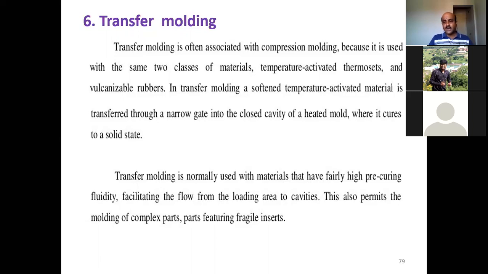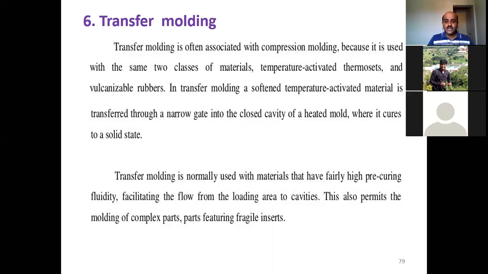The transfer molding and the compression molding both are similar, or they are associated with the same concept here, because it is used with both classes of materials, temperature activated thermosets and vulcanizable rubber. So the only small change that you can observe in transfer molding is the softened temperature activated material is transferred through a narrow gate into the closed cavity of the heated mold. So in the compression mold, the cavity was open.